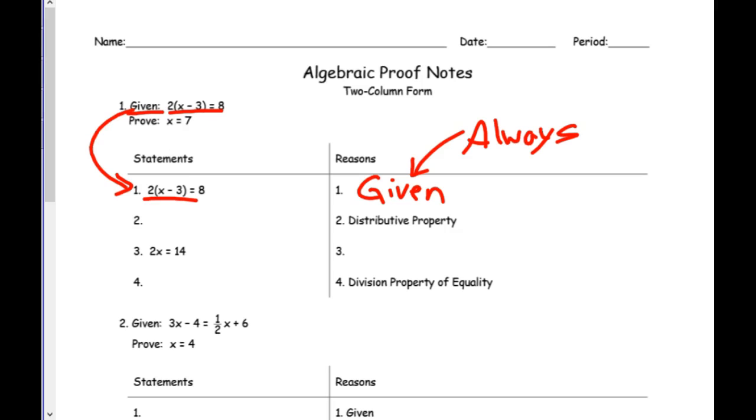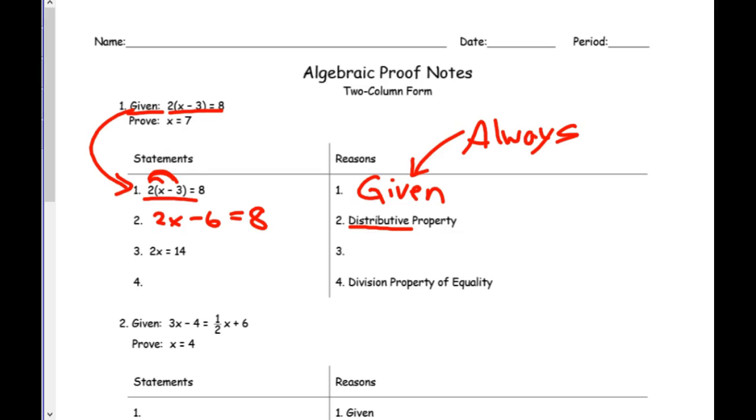Now, number two, what do I do first on the left side? There's a number in front of a parentheses. I need to do this thing, which is called what? Distribution, the distributive property, right? So I need to fill in this blank by distributing. 2 times x, 2x. 2 times negative 3, negative 6, and then equals 8. So if you were solving this normally, that would be your first step, and that's the reason why you did it.